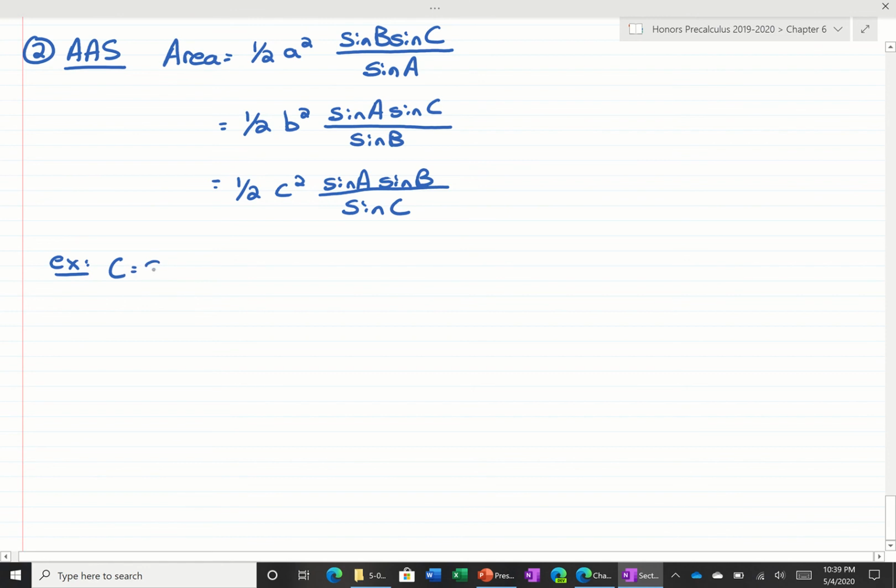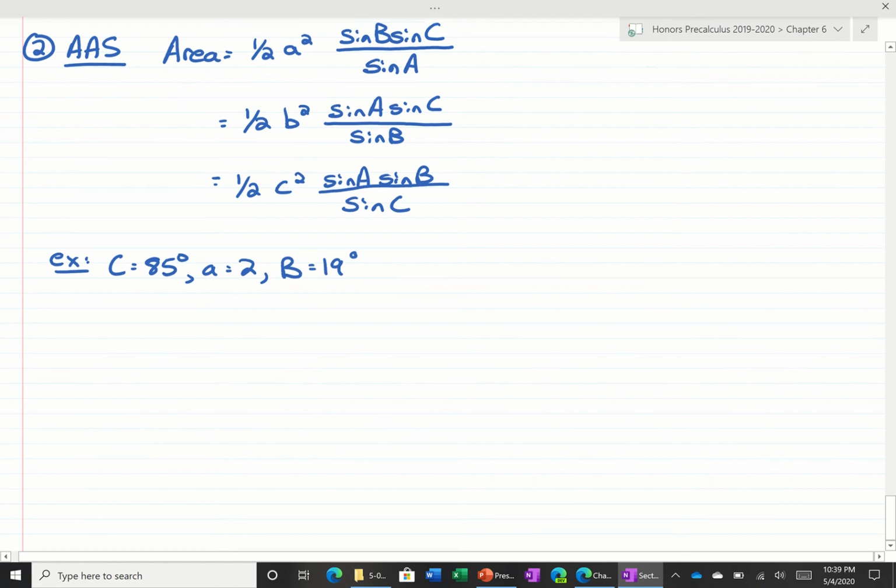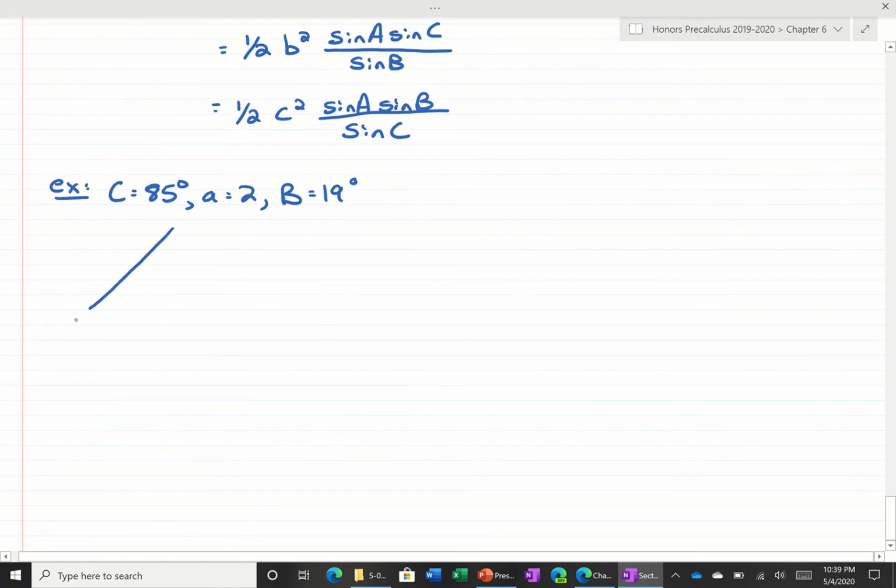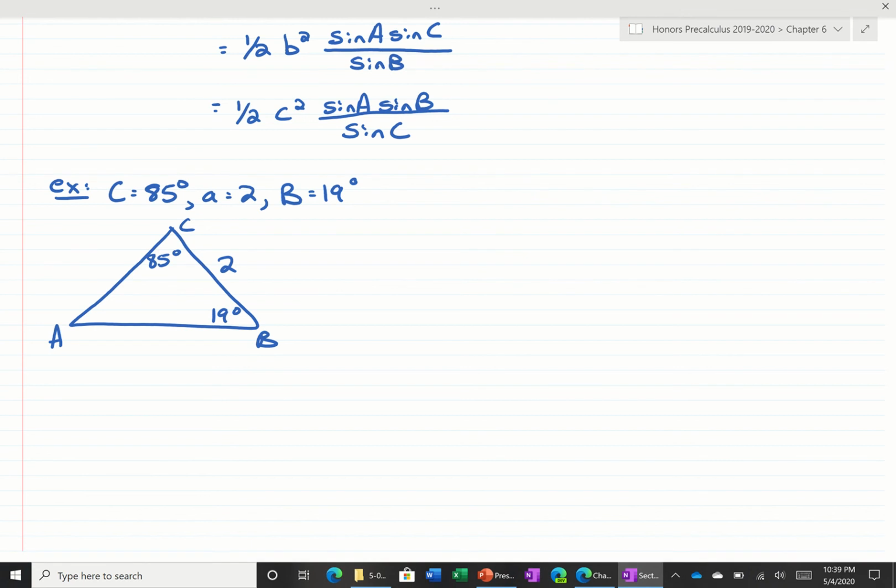Let's say angle C was 85 degrees, side A was 2, and angle B was 19 degrees. If you want, you could always draw a triangle just so you know what case you're in. Well, we are given two angles, so we could easily find that third one by doing 180 minus 85 minus the 19, and we get that third angle is 76 degrees.